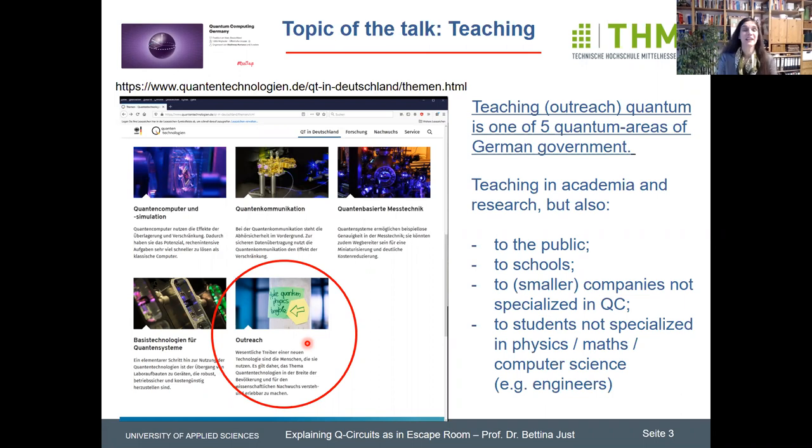Education means teaching in academia, bachelor's, master's, PhD thesis, but it also includes teaching to the public, teaching to schools, teaching to smaller companies that are not specialized in quantum computing or in any sense of quantum. And that's what we do at the Fachhochschulen, teaching to students who are not specialized, not in physics, not in math, not in computer science, for instance, engineers. So the challenge for us is to explain the things as easily as possible.